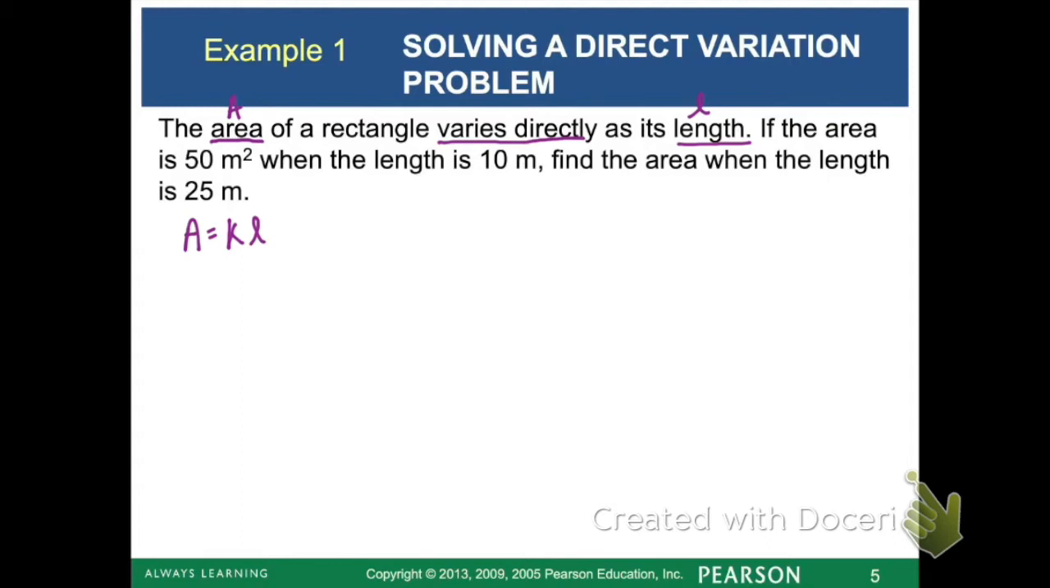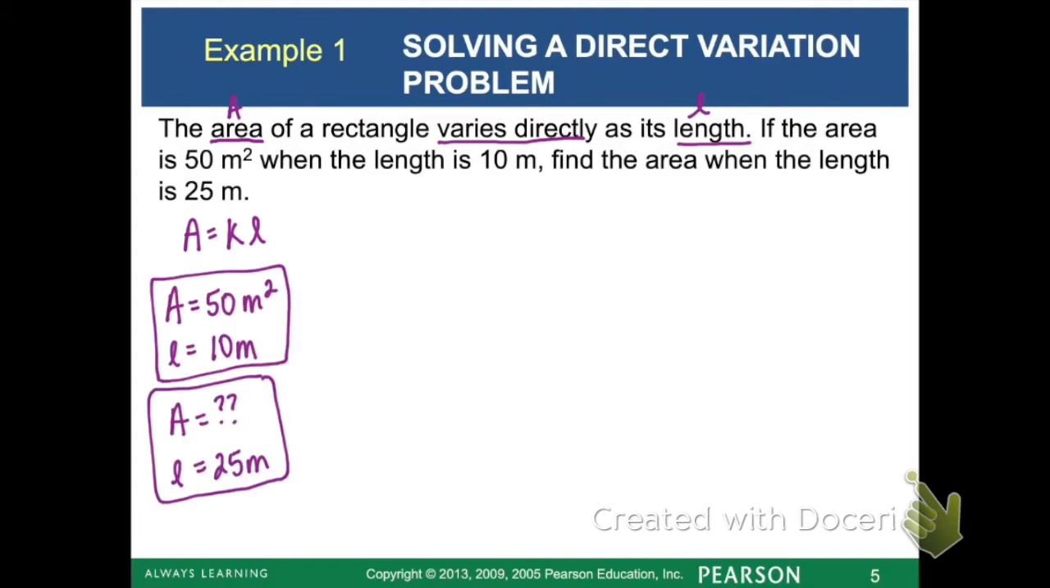If the area is 50 meters squared when the length is 10 meters, find the area when the length is 25. So every time we have these problems, we're going to be given two situations. In one of the situations, we're going to know all of our variables. So in this case, when the area is 50 meters squared, the length is 10 meters. In the other situation, we're only going to know everything but one variable.